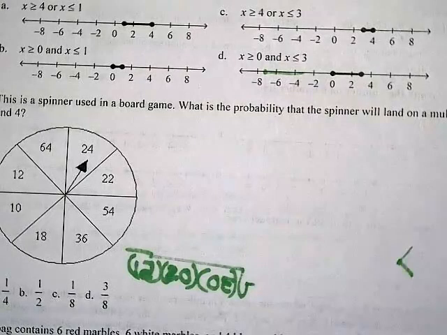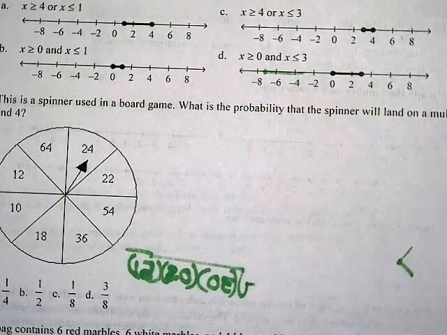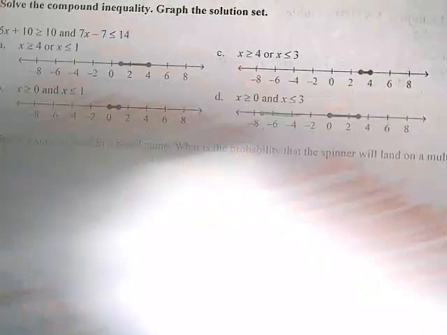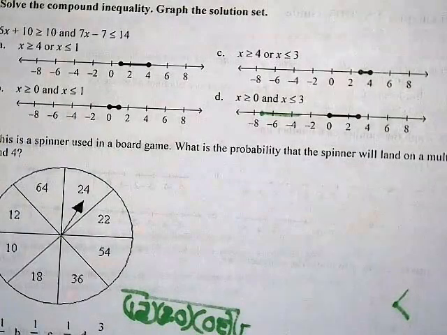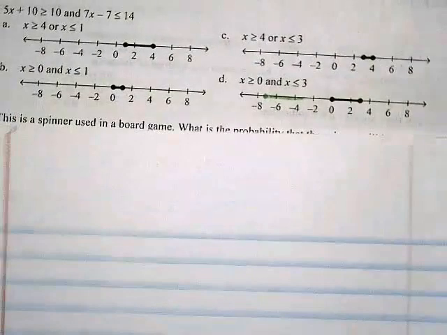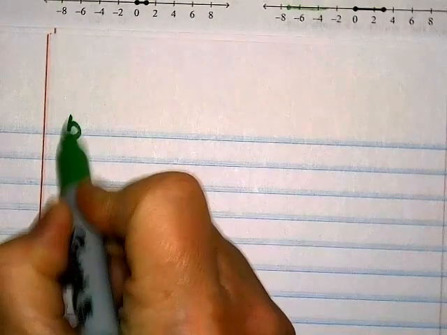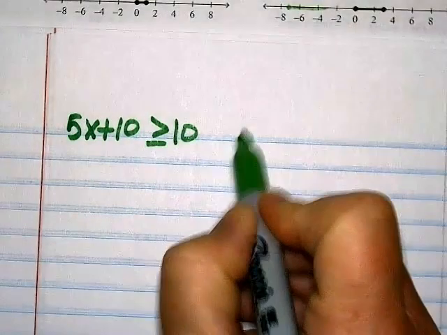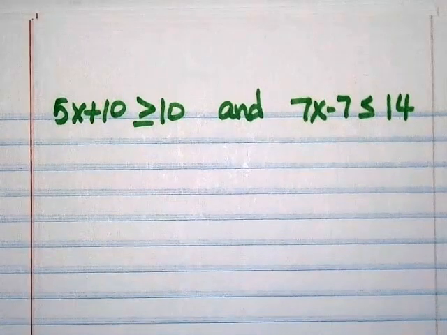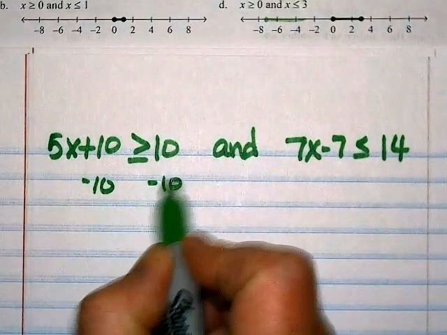I'm going to switch from this marker because it's bleeding through the page. Number 7, solve the compound inequality. So we need to use paper and do that. I'm going to use a marker on the notebook paper. How do you go about that? Solve each individually. And let's see, we're going to subtract 10 from each side.